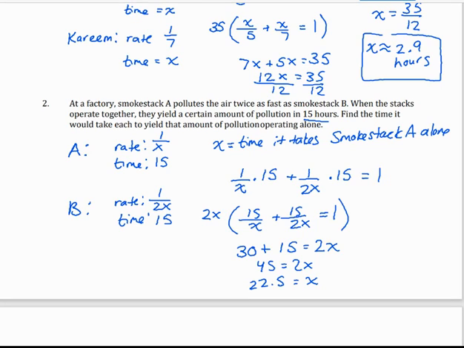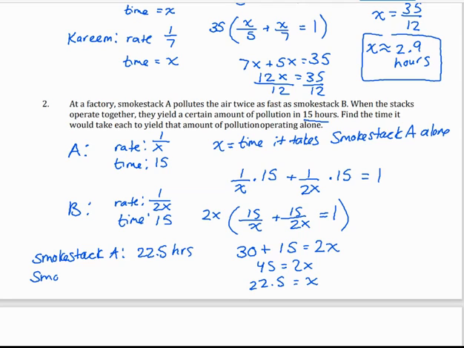So what this is saying is that to find the time it would take each to yield that same amount of pollution alone, it would take smokestack A 22.5 hours, and smokestack B is twice as long, so that would be 45 hours. Okay, now those seem like big times, but remember, together it takes them still 15 hours. So on their own, it's going to be a much slower rate.